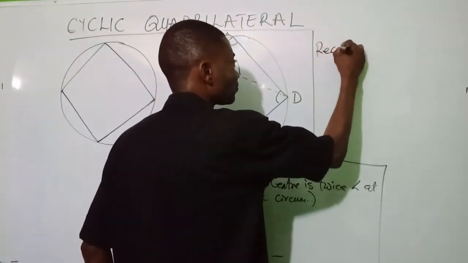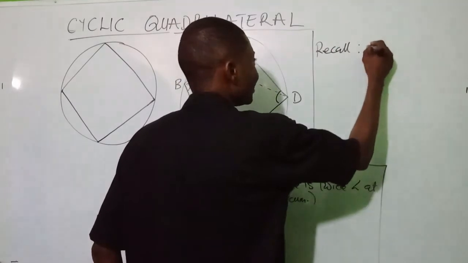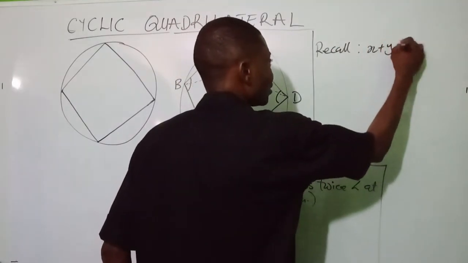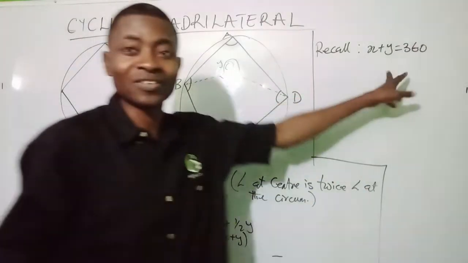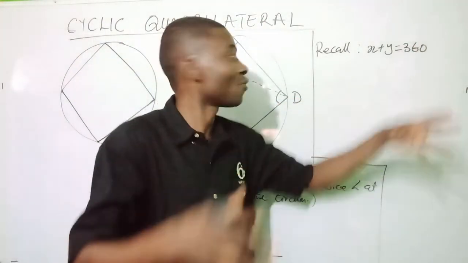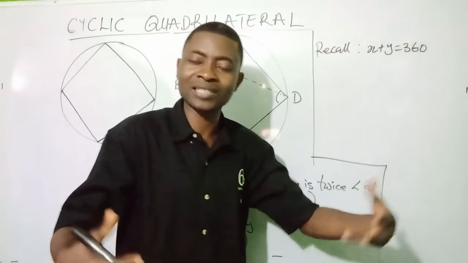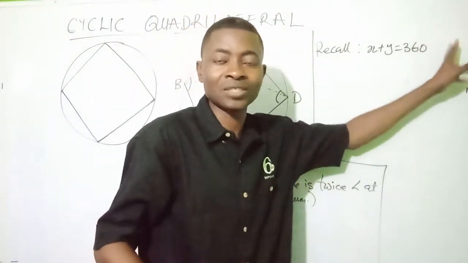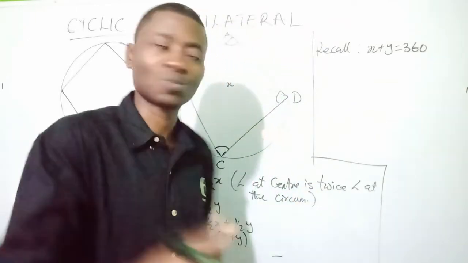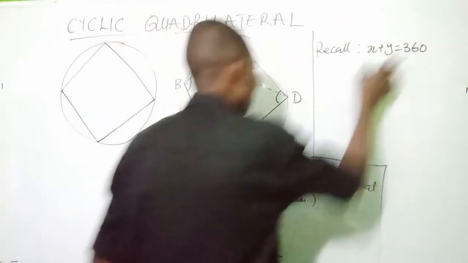So recall that x plus y is equal to what? 360 degrees. And what is the reason? Sum of angles at a point. This is very important. Please, when you are solving this, especially in the exam, it's important you write that out. The reason for this is that the sum of angles at a point is equal to 360 degrees.